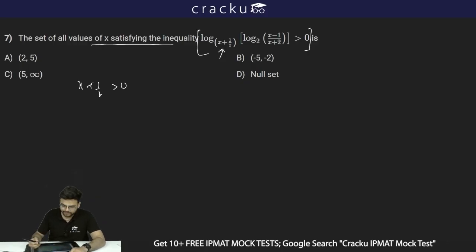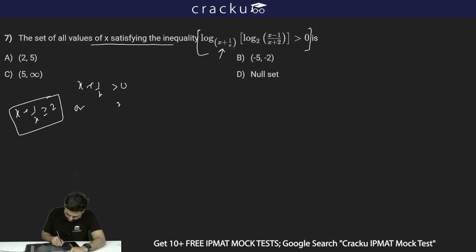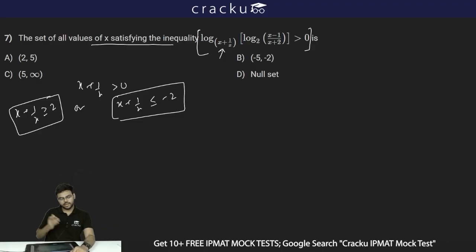Now we know that if we follow the AM greater than equal to GM method, x plus 1 by x is always greater than equal to 2, or x plus 1 by x is less than equal to minus 2. So x plus 1 by x is either greater than equal to 2 or less than equal to minus 2. Now this is the case when x is a positive value, and this is the case when x is a negative value. X cannot be 0 because 1 by x will be undefined.